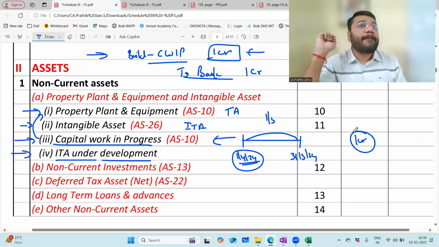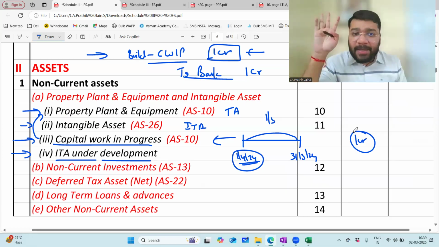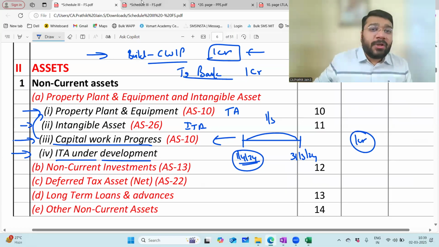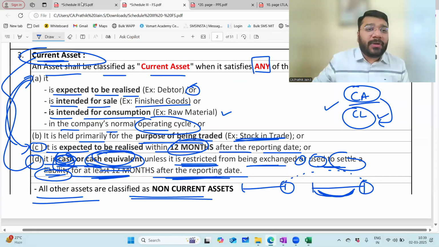Am I loud and clear? Online people, am I loud and clear? Yes, sir. So capital work in progress will be shown separately.